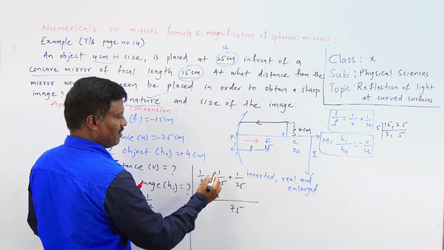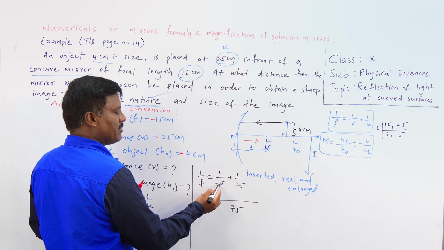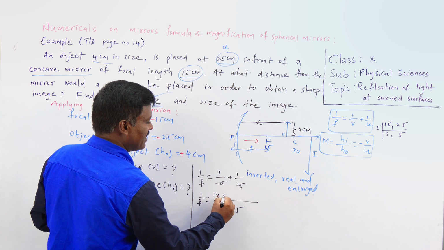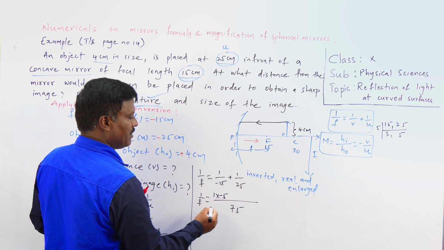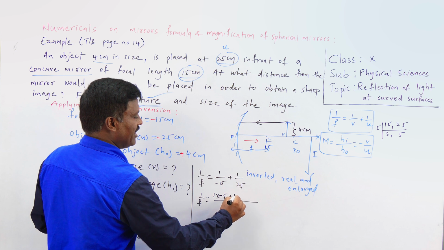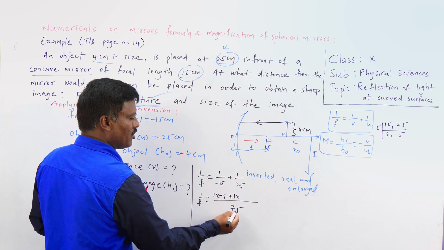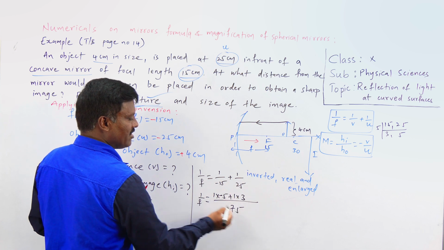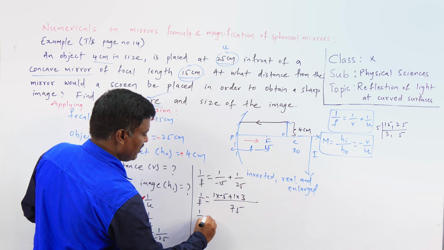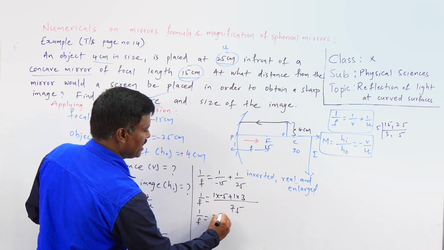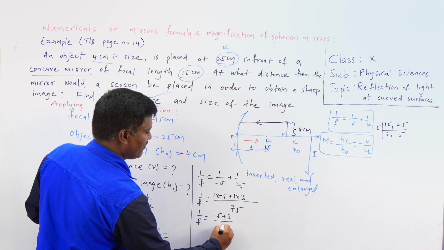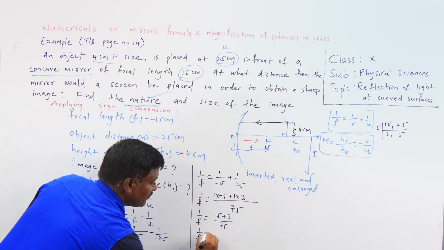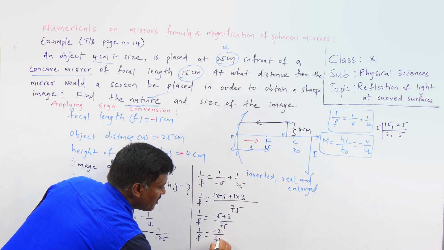1 into 1 is the numerator. What is the denominator in the first fraction? 15. What is the LCM? 75. In the 15 table, when do we get 75? 15 5s. So minus, plus 1 into this numerator, 1 into denominator 25, LCM 75. In 25, 3 times we get 75. 25 into 3 is 75. 1 by f is equal to 1 into minus 5 plus 3 by 75. Minus 5 plus 3 is minus 2. 1 by f is equal to minus 2 by 75.